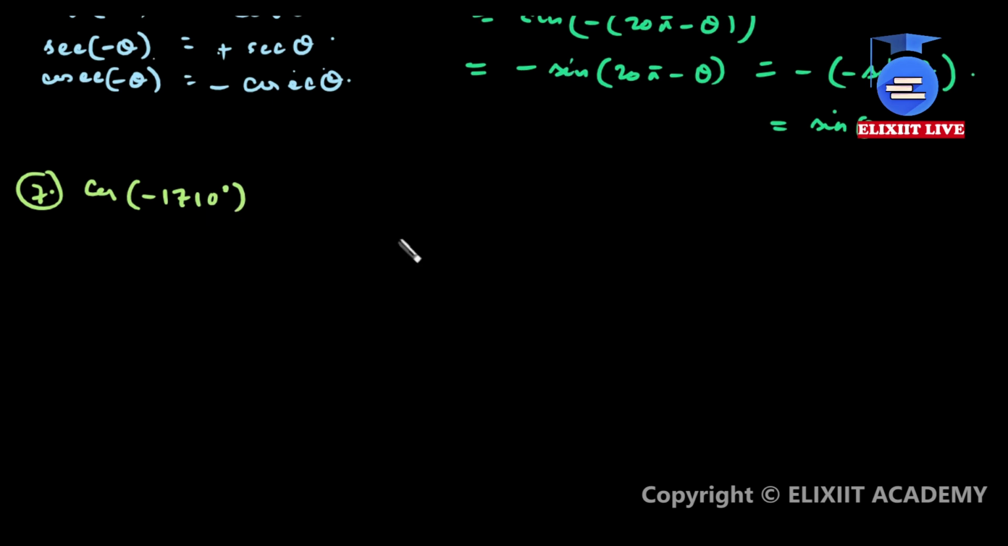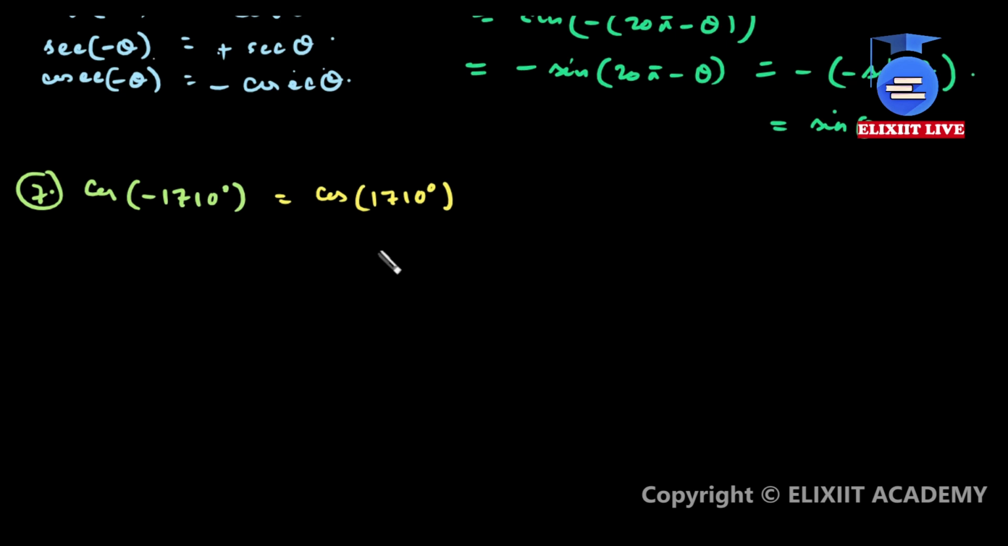Cos minus 1710 degree. So cos minus of something is given, so you can directly write this as cos theta. Cos 1710 degree. Okay, so multiples of pi, which is close to 1710. You figure out. What is that? 1800, let's say. I take 1800, 10 pi. 10 pi means 1800 basically.